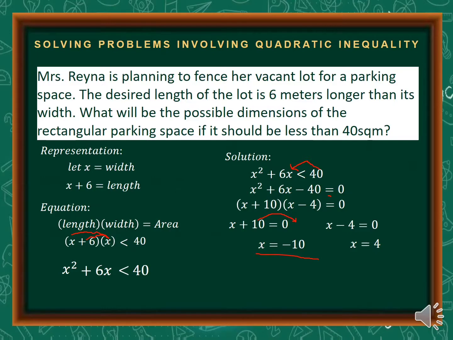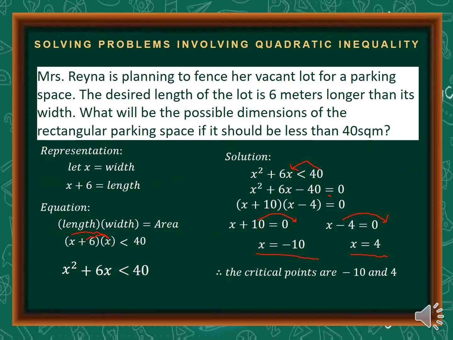And then, x minus 4 equals to 0. Negative 4, ilipat ulit sa other side. Transform natin para ma-solve natin ang value ni x. X is equal to positive 4. So, ito yung values natin. Negative 10 and positive 4. So, therefore, the critical points are negative 10 and positive 4.